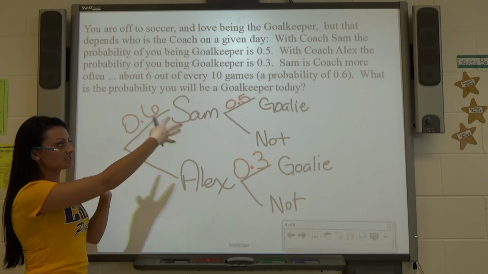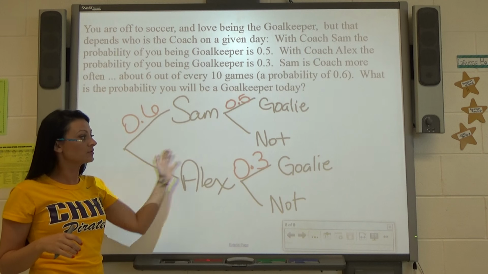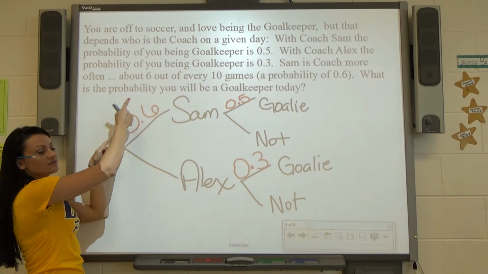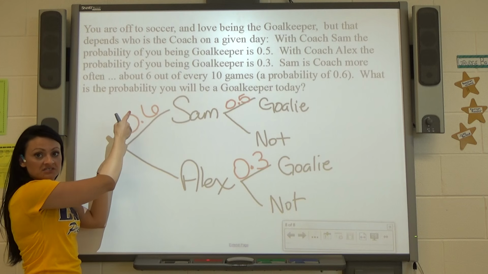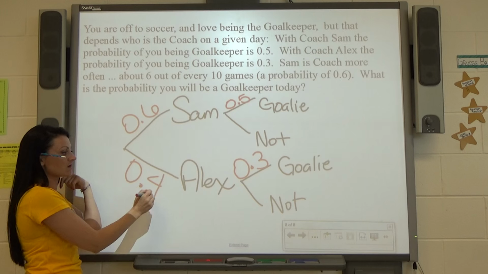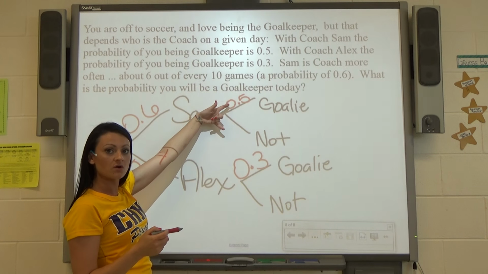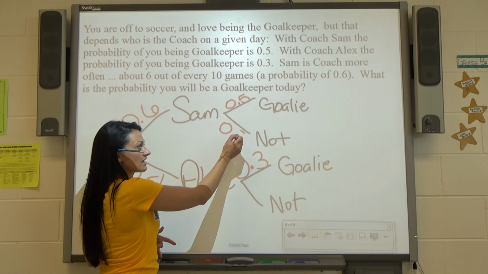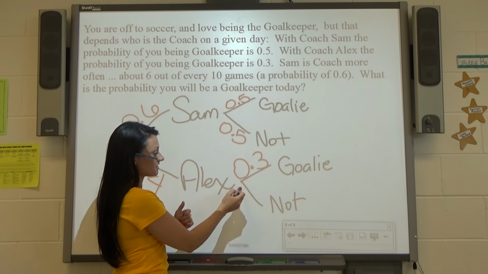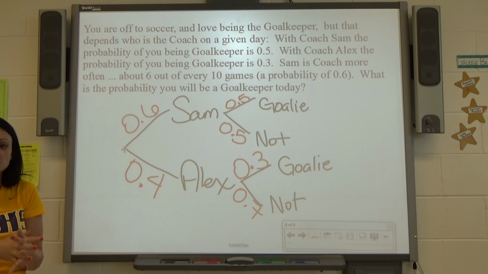So I have some missing probabilities that I need in order to completely get to my probability answer. So if the probability of Sam being coach is 0.6 or 60%, that tells me there's a 40% chance, or 0.4, of Alex being coach. I'm going to do the same thing here with goalie and not goalie in order to make this add up to 1. That would be a 0.5 or 50% chance. Here, this would be 70% or 0.7 that we are not going to be goalie.